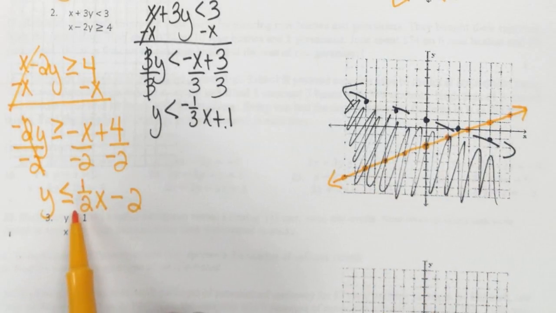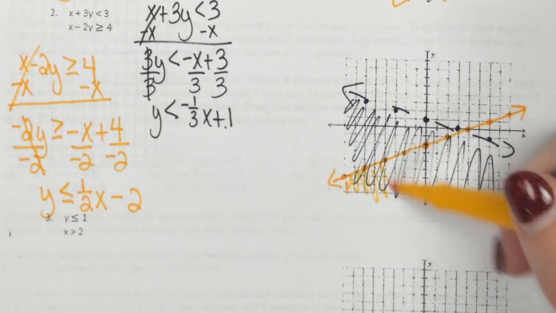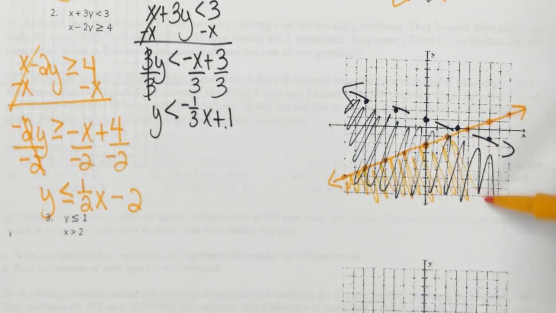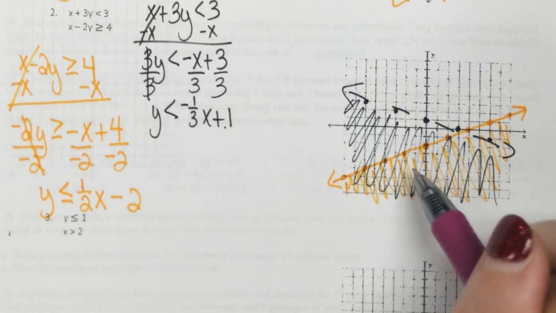And then where's that yellow line shade? Above it or below it? Below it. Alright, so what's the part that I'm going to shade really, really dark? The bottom where they shade together, right?